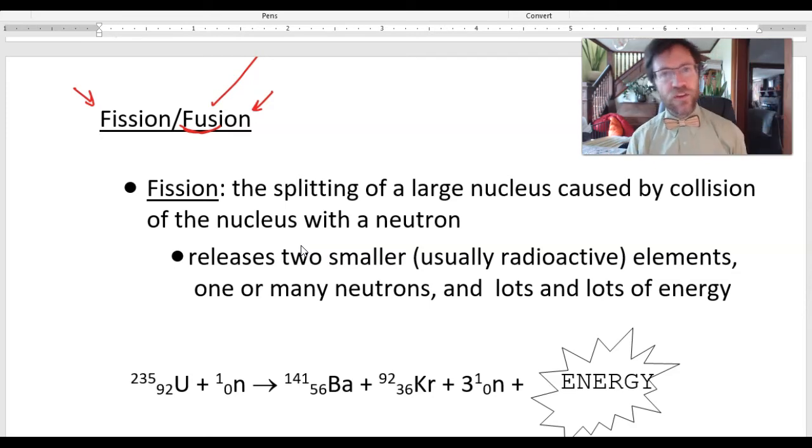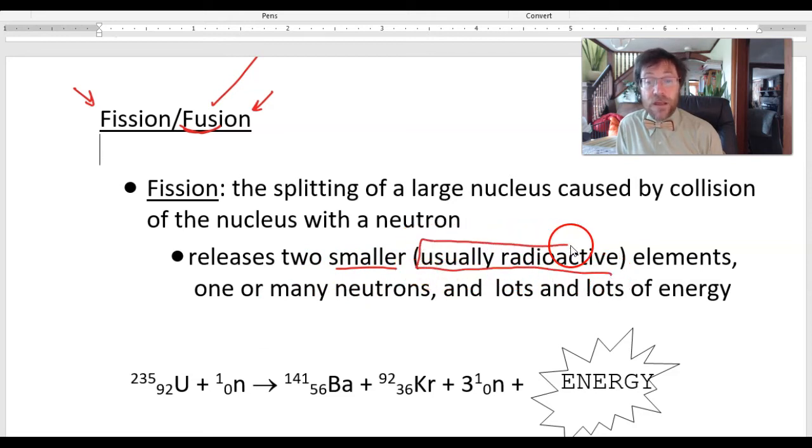And wham, we hit it with a neutron, and it just pops in half. It just breaks in half, right? And when that happens, it releases two smaller, almost always radioactive elements. And this is what happened in Chernobyl. This is what happened in Three Mile Island.